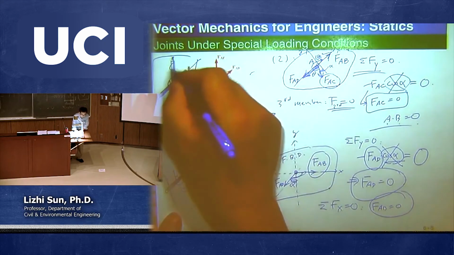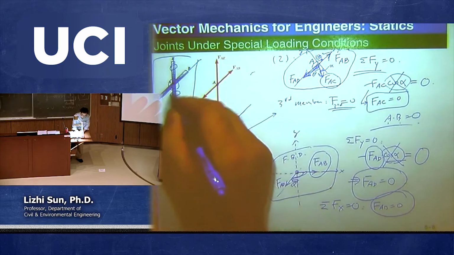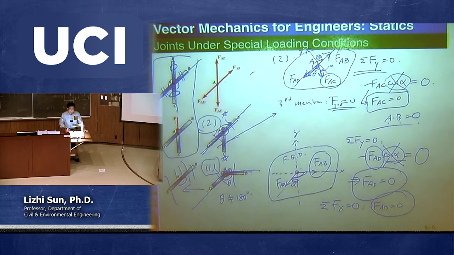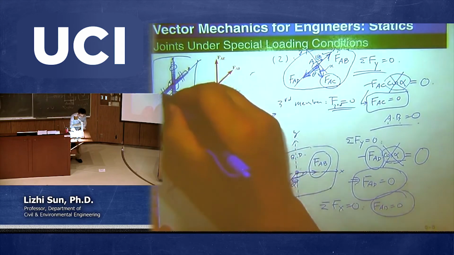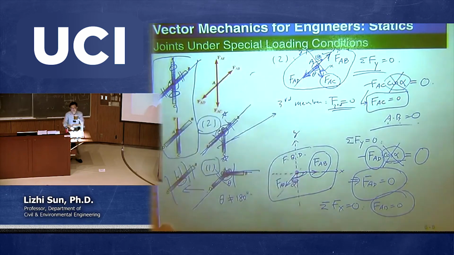However, this member should have the same magnitude as another member force, and this one should have the same magnitude as the other one. So these 2 should have the same force magnitude, and these 2 should have the same magnitude. Okay, and that's very easy to prove.